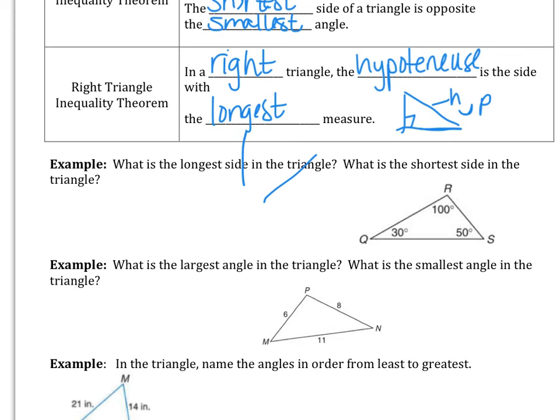So, example number 1 says, what is the longest side of the triangle and what is the shortest side? So I'm going to start with longest and shortest.